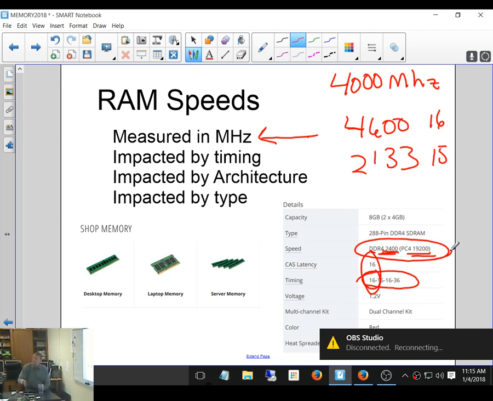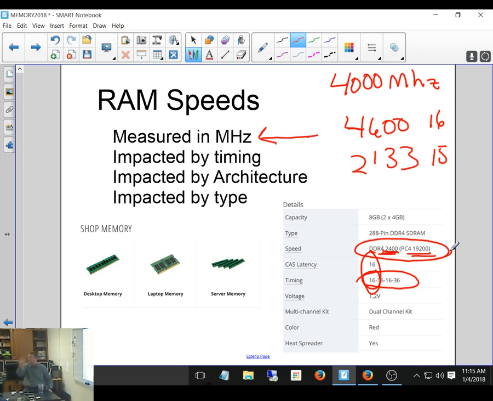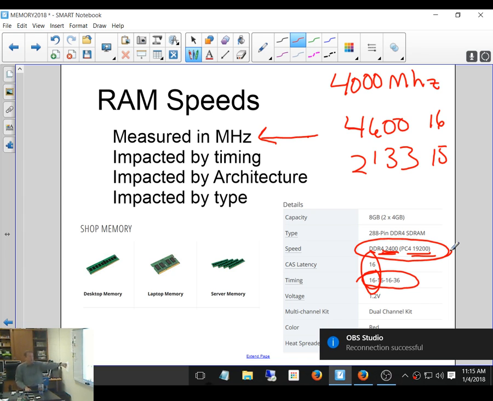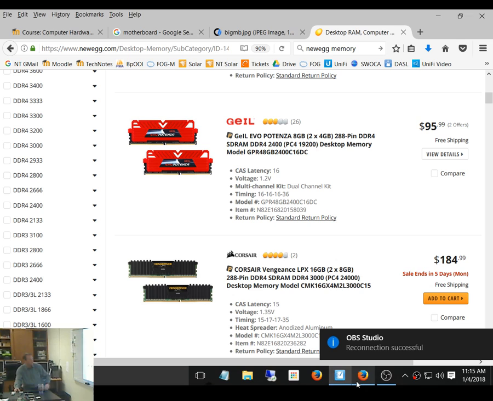You could go through and divide it out and figure out the speed in nanoseconds. And the article that you're going to read talks about how to do that. Okay, you could, but you just don't compare the numbers with each other right away. So if I go down here, and I'm going to pick out, let's see, are these both the same speed? DDR4 3000.